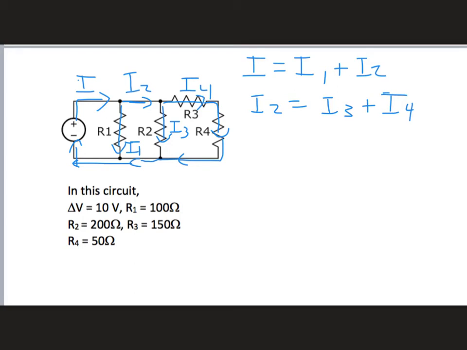But that gives us two equations for our junction rules, and we have quite a few unknowns. We've got 1, 2, 3, 4. Oops, that's 1, 2, 3. That's still 3, 4, 5 unknowns. We have only 2 equations so far, so we need some more equations. But we can come up with some loops and apply our loop rules as well.